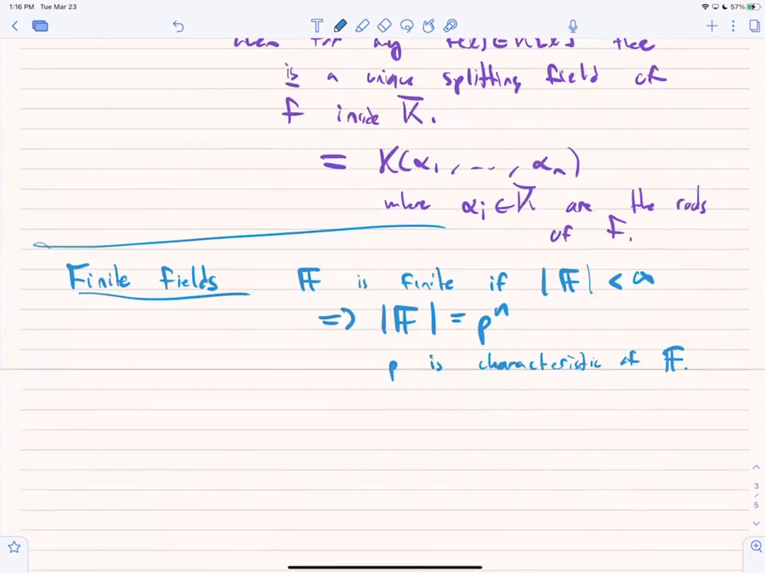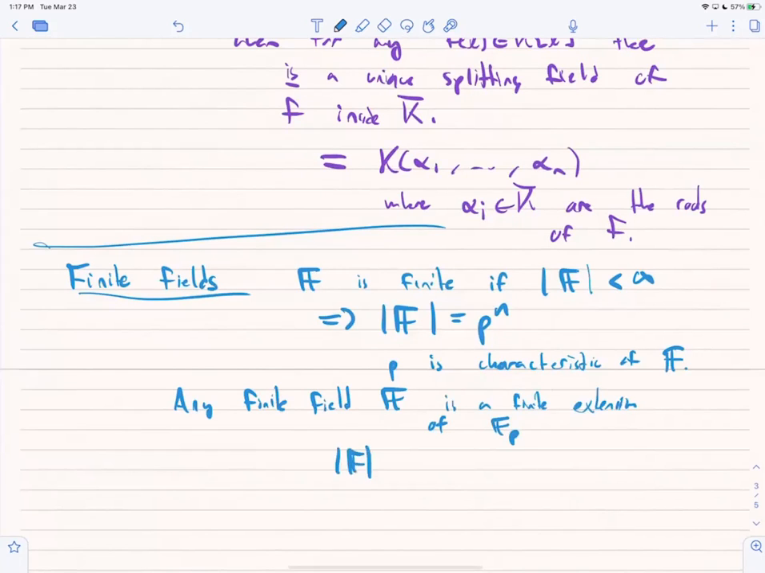Okay, so any finite field F is a finite extension of F_p. It's something we'll use. Let me just repeat what I said. The size of F is p to the degree of that extension, the dimension of F as a vector space over F_p. Okay, so that's what a finite field is.